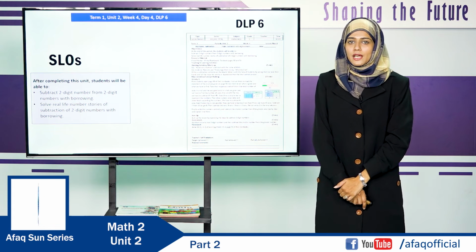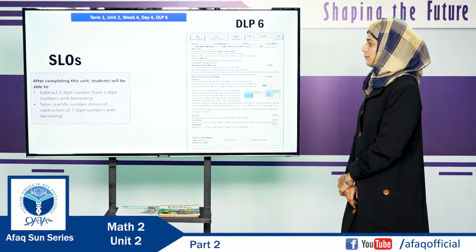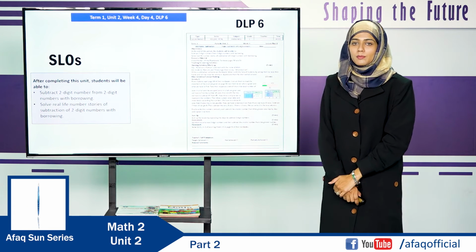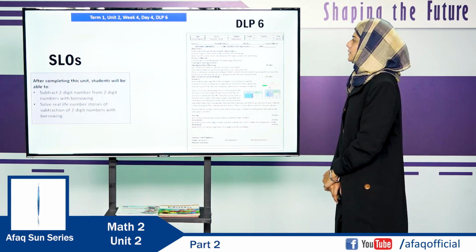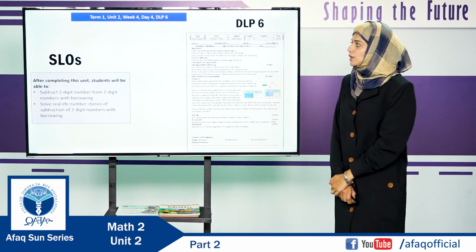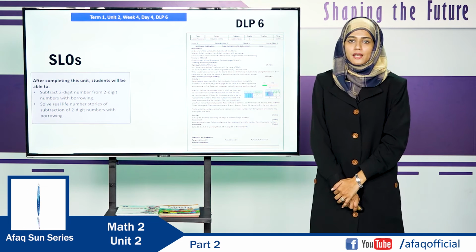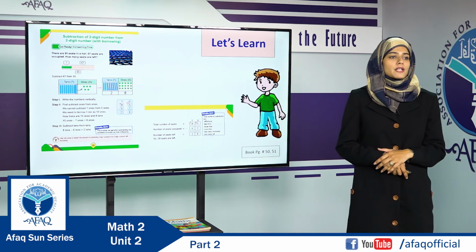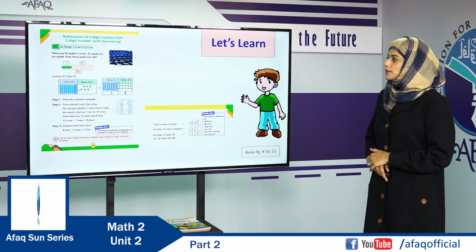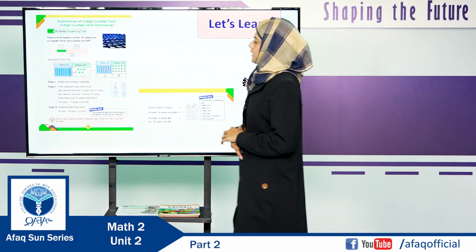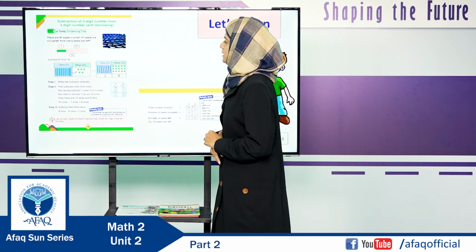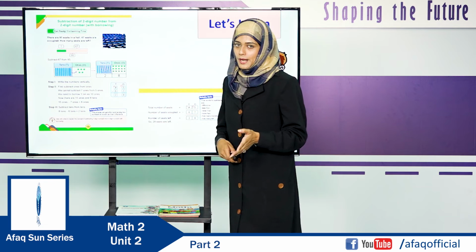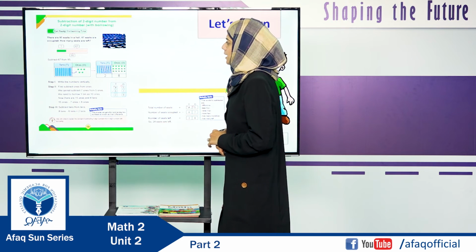In this SLO, we are going to subtract a two digit number from a two digit number with borrowing. To cover this, the methodology has been provided in DLP 6, which falls in term 1, unit 2, week 4 of day 4. On page number 50 and 51, some questions are given. Let's see the statement question. There are 95 seats in a hall. 67 seats are occupied. How many seats are left?